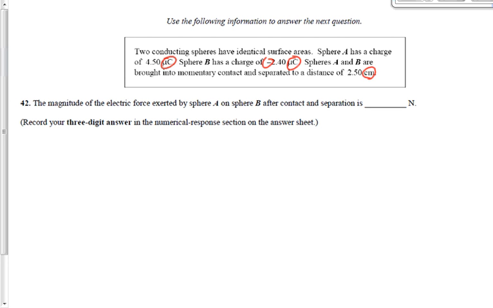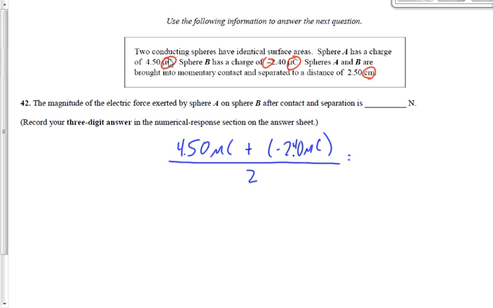What's the big thing with this question that we have to recognize so that we don't make the common mistake that lots of people will make? Yeah, they touch each other. So when they touch each other, they've got to balance out. Let's say 4.50 microcoulombs plus -2.40 microcoulombs divided by 2, that gives me, I think it was 1.05, wasn't it? 1.05 microcoulombs. Now that's both of them, 1.05 microcoulombs.